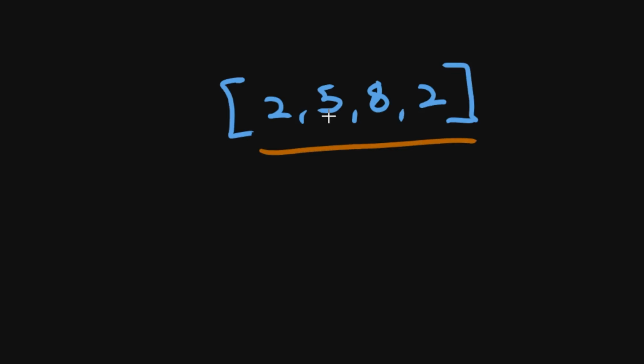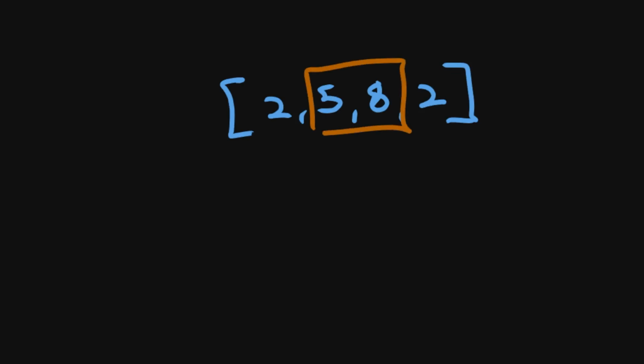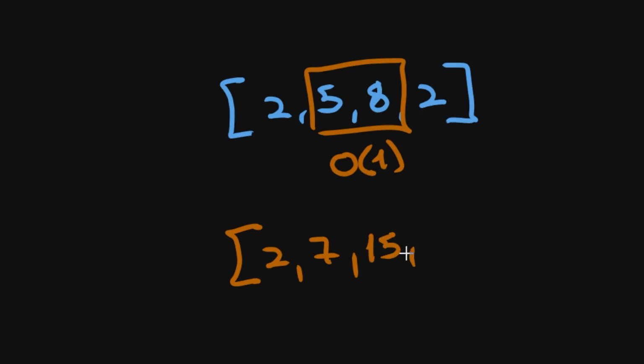Let's say that we have this array and we are trying to get the sum of the 2 elements efficiently in big O of 1 time complexity. For this, we can build a new array where we are storing the accumulated sum of the elements up to every index. So we start from index 0, the accumulated sum is 0, plus the current number we have 2. 2 plus 5 is 7, 7 plus 8 is 15, 15 plus 2 is 17.